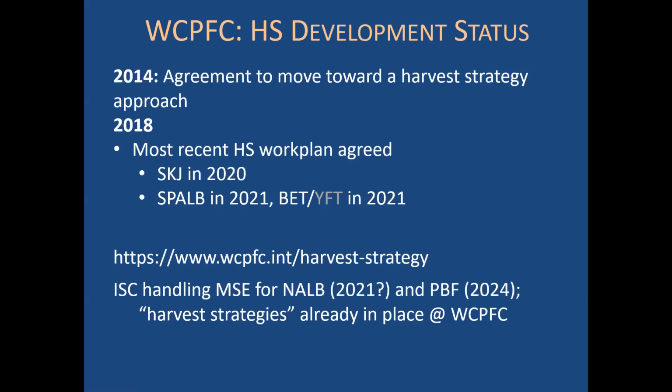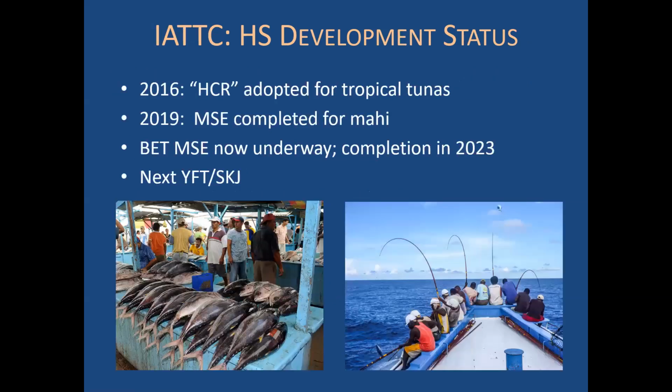IATTC, like I said, they have this, quote unquote, HCR in place. Last year, they completed an MSE for mahi-mahi. They did not formally adopt a harvest strategy last year because there was some question, even though they were ready to do so, as to whether IATTC had jurisdiction over mahi management. So I think the jury is still out on that. But there is a new MSE underway for bigeye tuna, looking to complete that MSE and adopt a full harvest strategy in 2023, and they will then move on to yellowfin and skipjack.